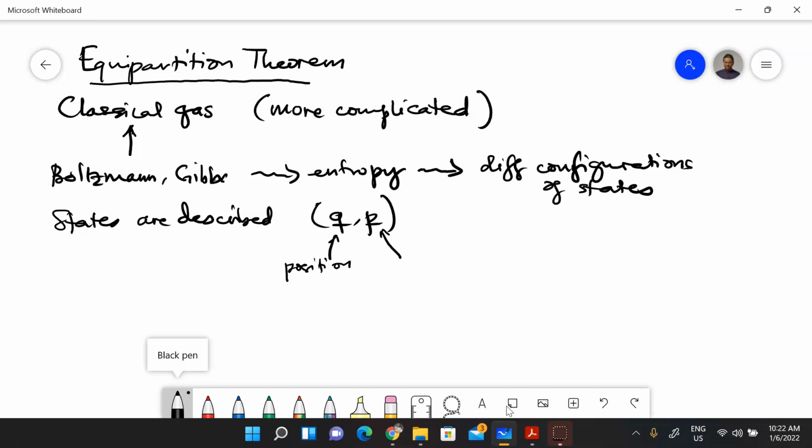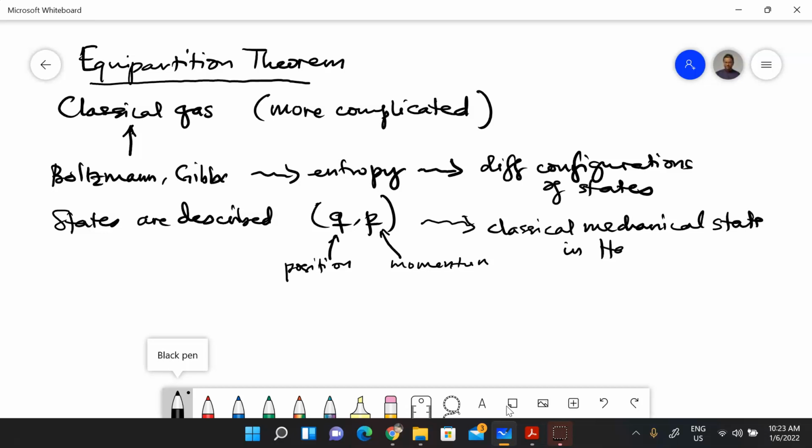Okay, one of them is the position. The other one could be your momentum. Maybe I should say this because you're going to learn it anyway. This is what we call the classical mechanical state in Hamiltonian mechanics. So you use the pair of position and momentum.